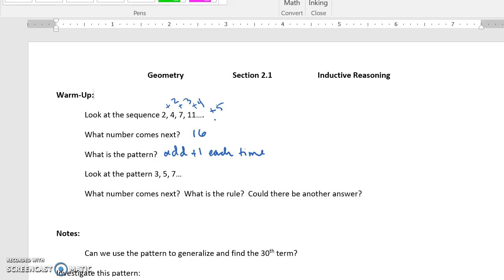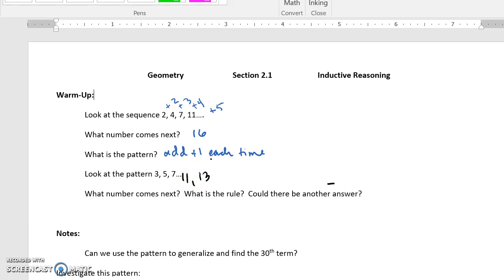Looking at the next pattern, we have 3, 5, 7, and I asked what number comes next and what is the rule or pattern, and then of course, could there be another answer? So taking a look at this from one side, you might say, okay, they're odd numbers, 3, 5, 7, so the next number would be 9 and then 11. But the other thing that these numbers have in common is they're actually all prime as well. So 3, 5, and 7 are all prime numbers, and so 9 is not a prime number, so the next number would just be 11. And then the next prime would be 13.